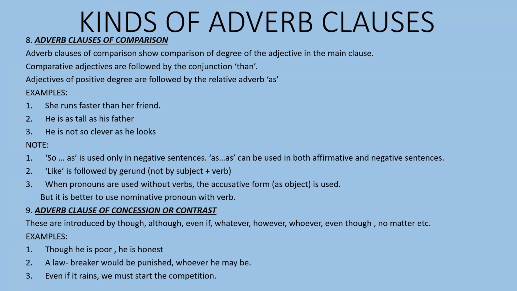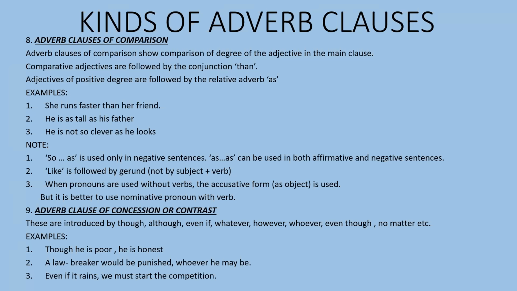He is as tall as his father. This is a positive degree. He is not so clever as he looks. It's a positive degree, adjective of positive degree. So "so" is used only in the negative sentence. "As" can be used in both affirmative and negative sentences. Like is followed by gerund, not by subject plus verb. When pronouns are used without verbs, the accusative form as object is used, but it is better to use nominative pronoun with the verb.